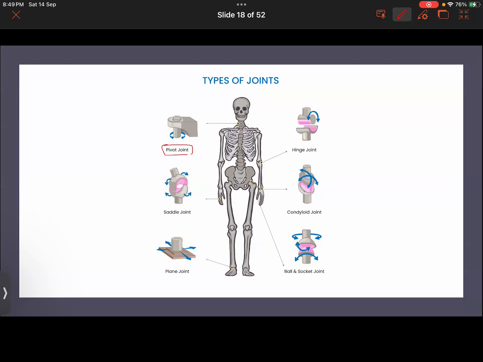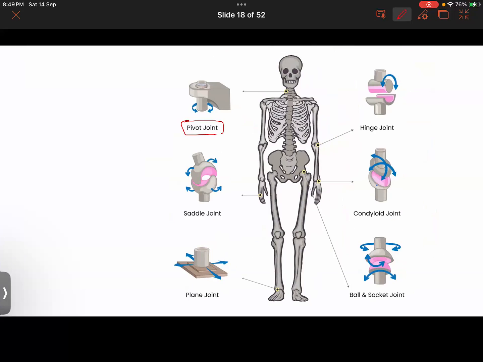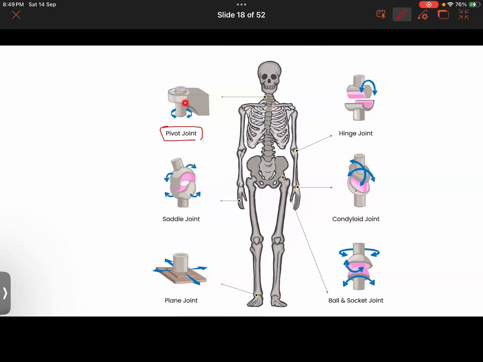Let me just draw one. Just look at this diagram here. What you see here is a cylinder shaped bone. This cylinder shaped bone is able to move within this ring formed by another bone. So this cylinder shaped bone is able to move within this ring shaped bone. And the degree of rotation would be limited here. Getting it? It might be limited.